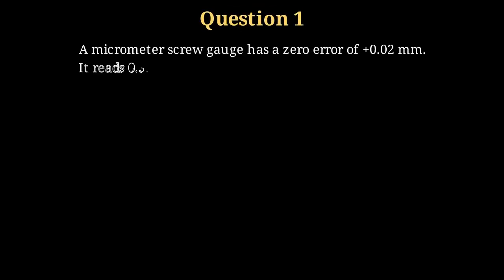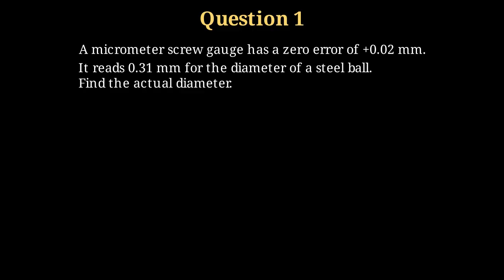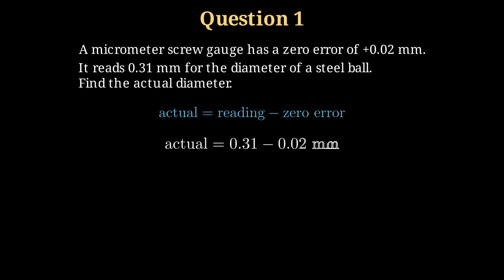Hello and welcome. Let's work through question 1 together. A micrometer screw gauge has a zero error of plus 0.02 millimeters, and it reads 0.31 millimeters for the diameter of a steel ball. We need the actual diameter. Here is the key idea. A positive zero error means the gauge reads too high, so we subtract that error from the reading to get the true value. So we substitute.